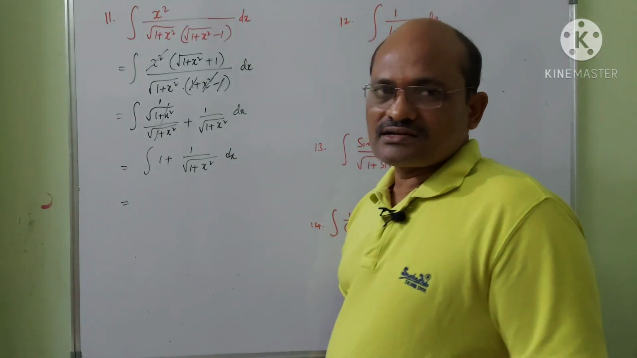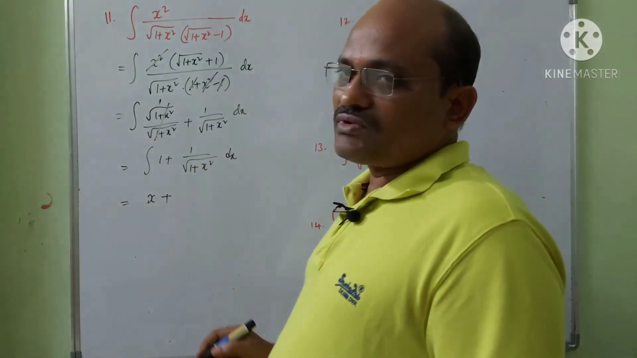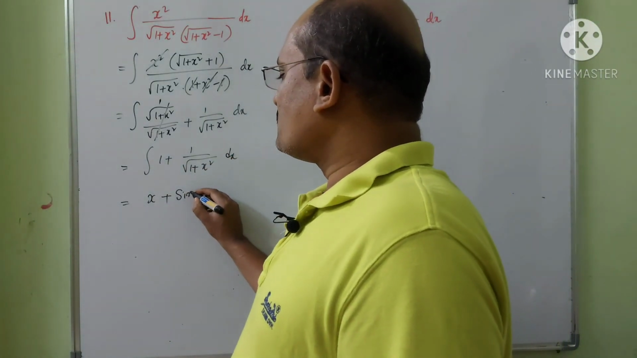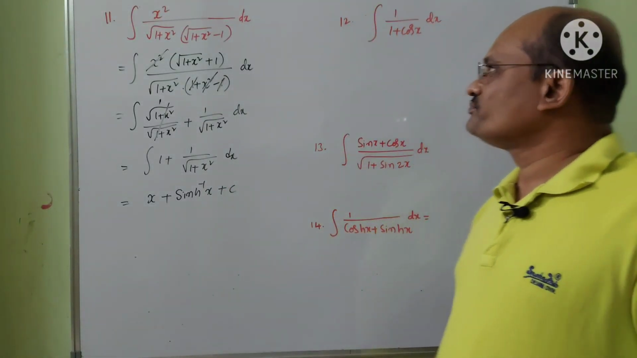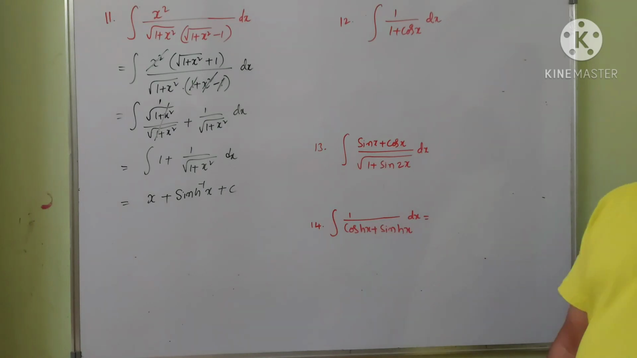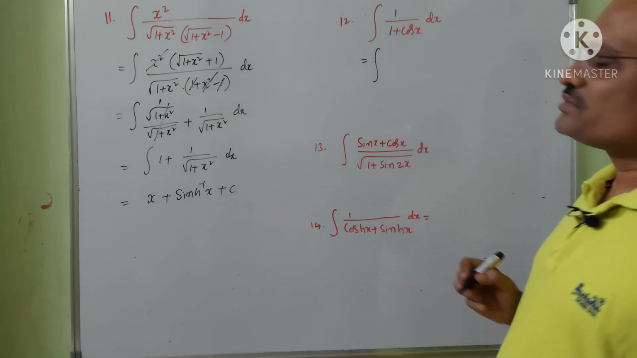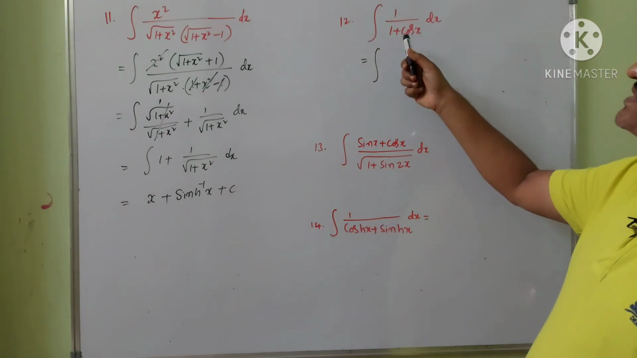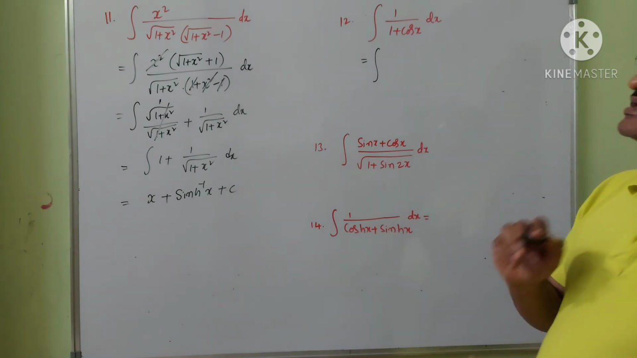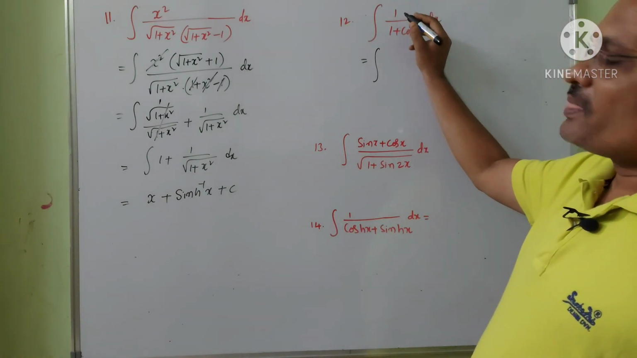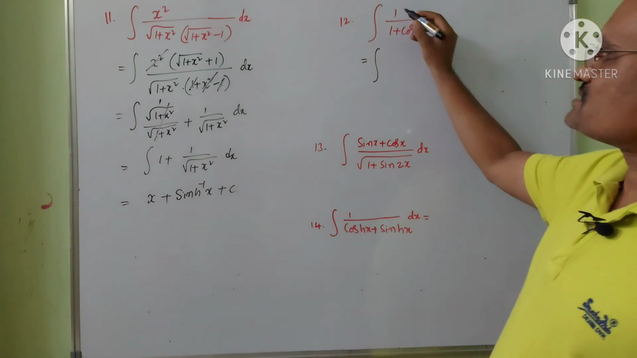Now integrate, you will get the answer. Integration of 1 is x. 1 by root 1 plus x square integration is sin h inverse x plus c. This is the answer. Now question number 12. Here also we have to do multiplication and division of 1 minus cos x. Multiply and divide with 1 minus cos x, that means multiply numerator and denominator by 1 minus cos x.